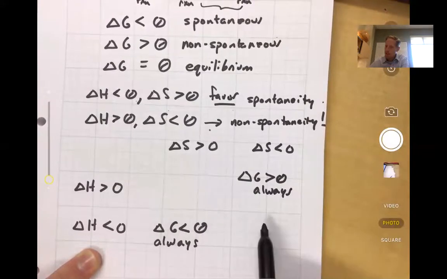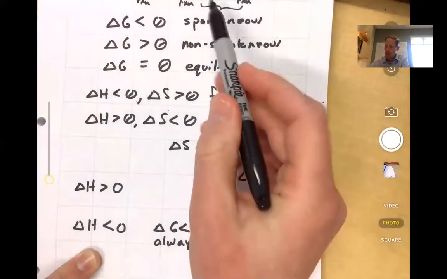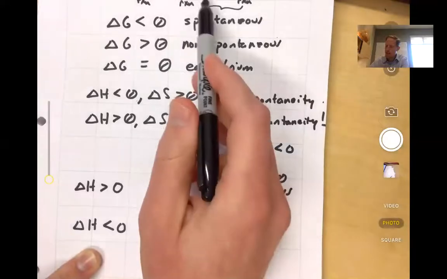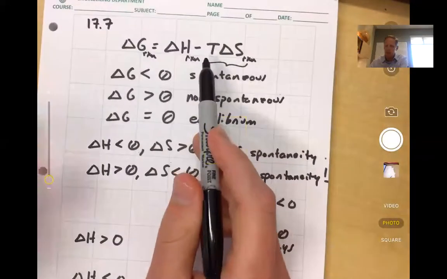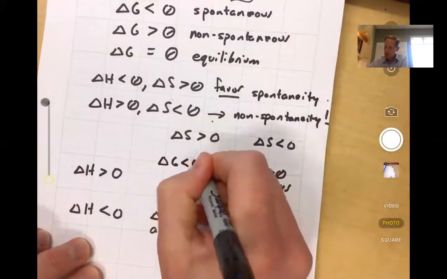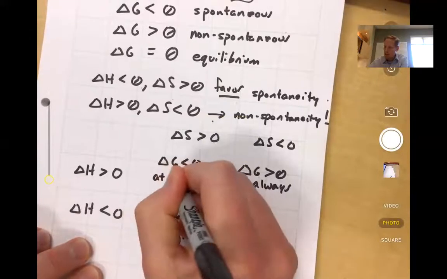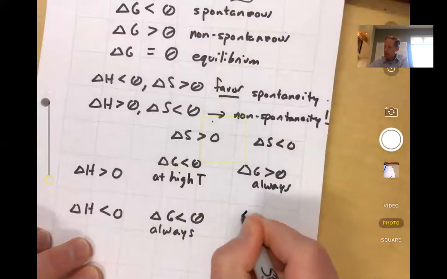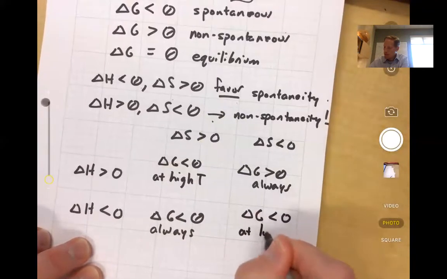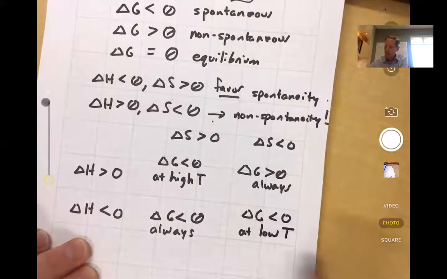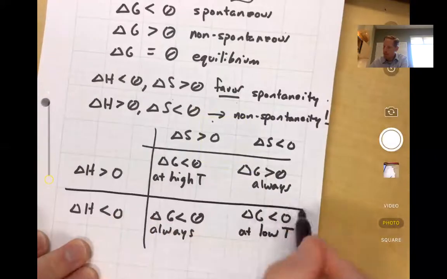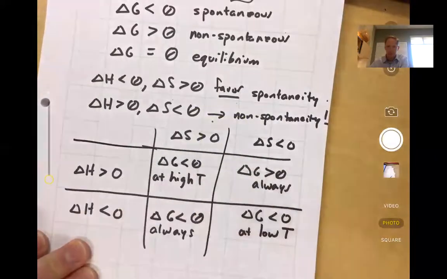Well, in those cases, spontaneity depends on the temperature, because the relative contributions of this enthalpy and this entropy will change depending on the temperature at which this reaction occurs. And so what we'll find here is that delta G will be less than 0 at high temperature. It'll be spontaneous at high T. And delta G here will be less than 0 at low temperature. And this is a table that's repeated in your book, and it's also posted in the slides if you want to see the relationship between these different terms.